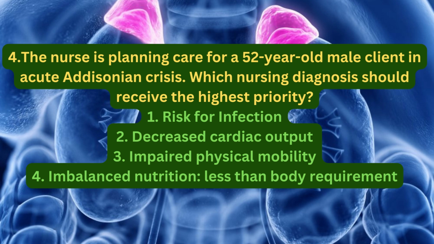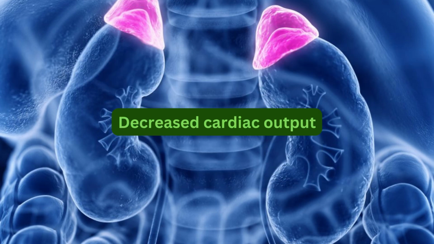That is correct. Number 4 says now, the nurse is planning care for a 52-year-old male client in acute Addison crisis. Which nursing diagnosis should receive the highest priority? Number 1, risk for infection. Number 2, decreased cardiac output. 3, impaired physical mobility. And 4, imbalanced nutrition, less than body requirements. And the answer for number 4 is decreased cardiac output.